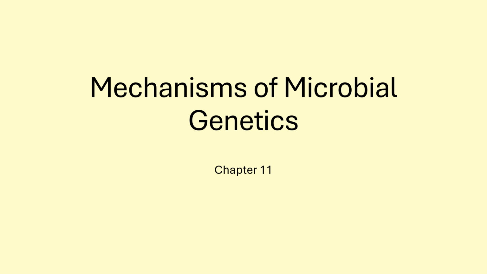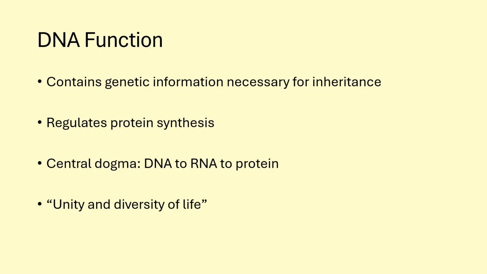This is chapter 11, which deals with microbial genetics. Remember that DNA contains all of the genetic information for an organism, including regulating protein synthesis. Because remember, proteins are made up of a chain of amino acids. How do you know which amino acids to put together for which protein? That information's on the DNA, so everything goes back to the DNA.